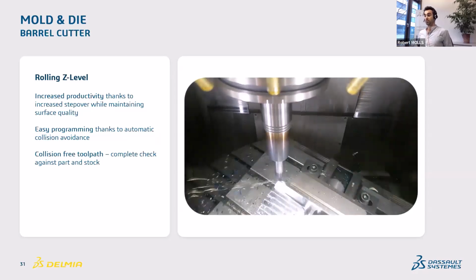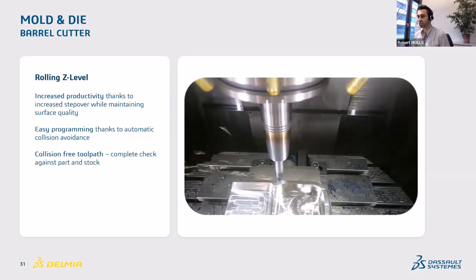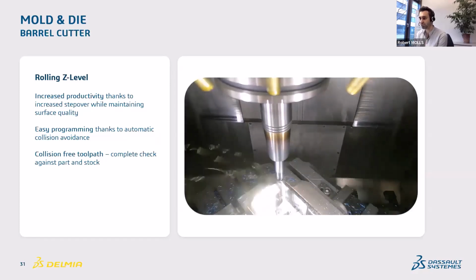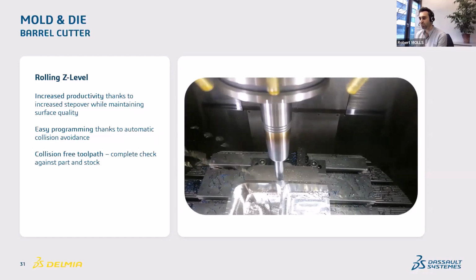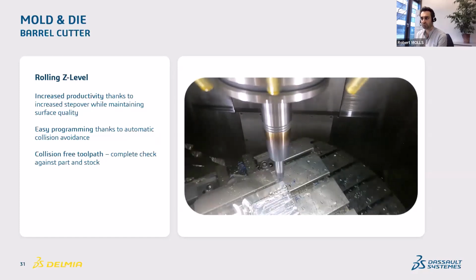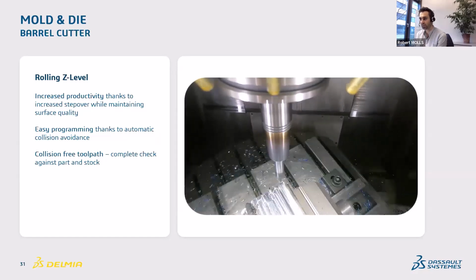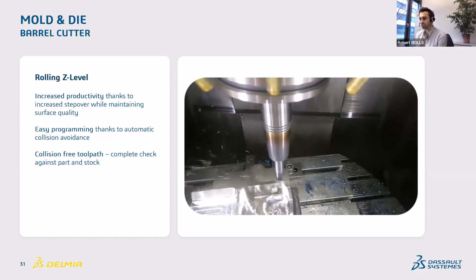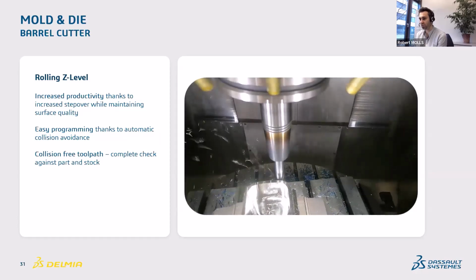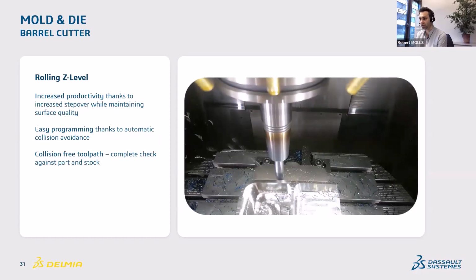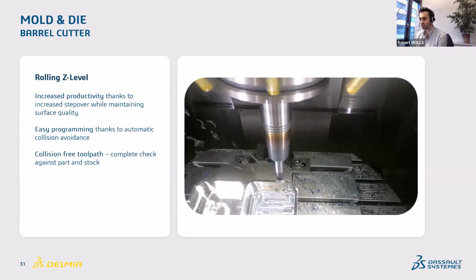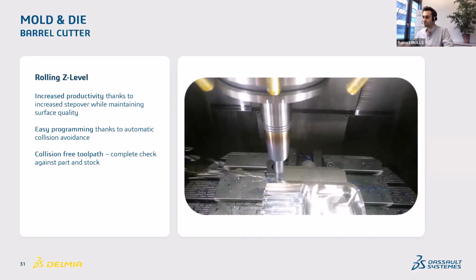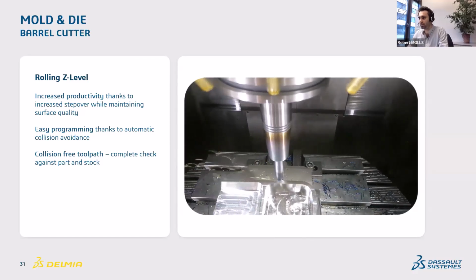And Dassault is also constantly developing our toolpath technology. One of the more recent additions to that is the support for barrel cutters, which are a topic in certain mold and die applications, just to reduce machining times, especially time in finishing, and thus improving the profitability of the machine shops.